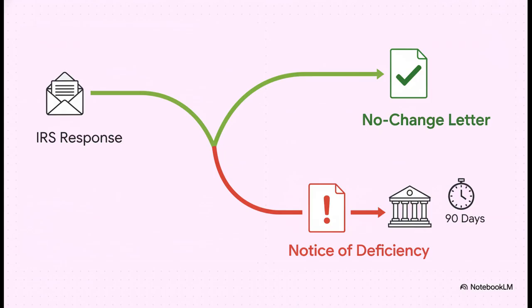You'll get a letter called a statutory notice of deficiency. This is basically your official ticket to U.S. tax court, and the clock starts ticking. You have exactly 90 days to file a petition if you want to keep fighting.